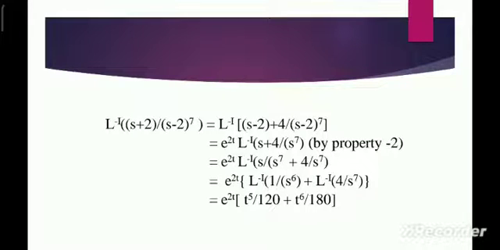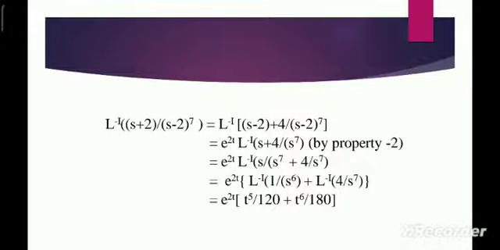Again, by using property 2, we have this result. So what we have is e power 2t into L inverse of s by s power 7 plus 4 by s power 7. What I did is just split the numerator into 2 parts, s by s power 7 plus 4 by s power 7. Again, by using linearity property, we have e power 2t into L inverse of 1 by s power 6 plus L inverse of 4 by s power 7.